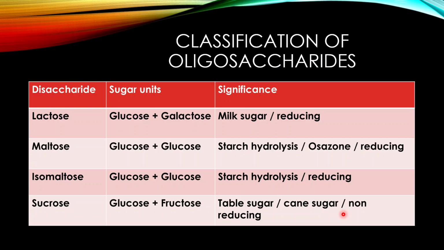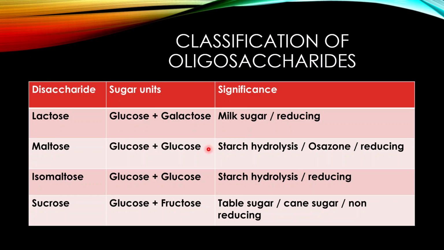Let's look at the classification of oligosaccharides. Oligosaccharides include disaccharides. Examples are lactose, maltose, isomaltose, and sucrose. Lactose is made up of glucose and galactose. It is present in milk sugar and it is a reducing type of disaccharide. Next is maltose, which is made up of glucose and glucose.